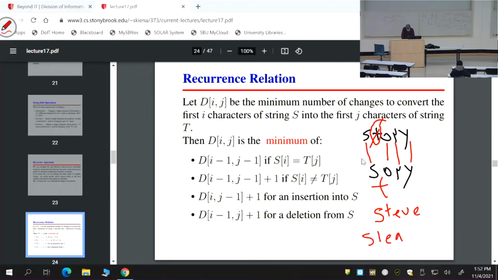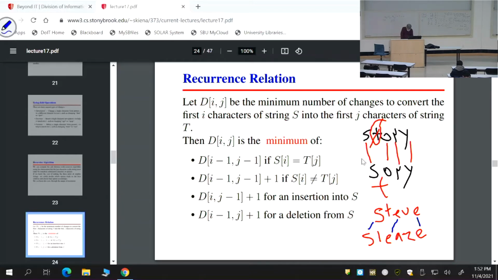How do you speak? Actually, let's say Steve and sleeves. Okay, let's get maybe more dramatic here. How would you change Steve into sleeves? Okay, what is the optimal way to do it?